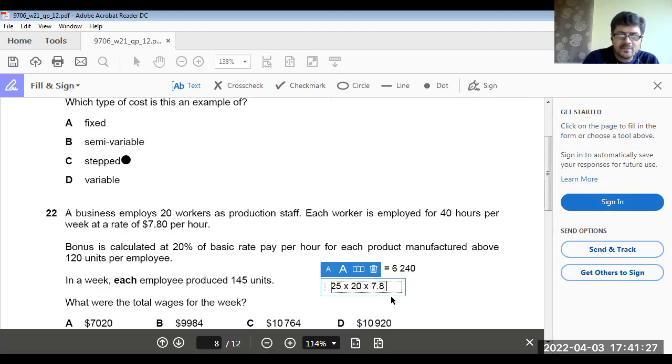So what would be the answer? 25 units multiplied by 20 workers multiplied by 7.8. The answer is 3,900. Multiplied by 20% is 780. So 6,240 plus 780. Oh my god, my calculator is... 6,240 plus 780. Answer is 7,020. Okay, that option is the answer.